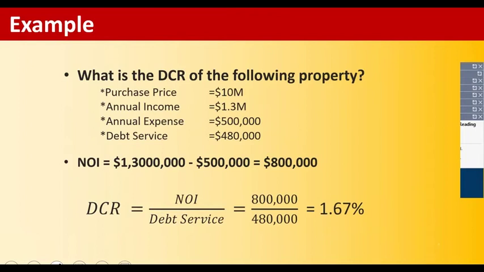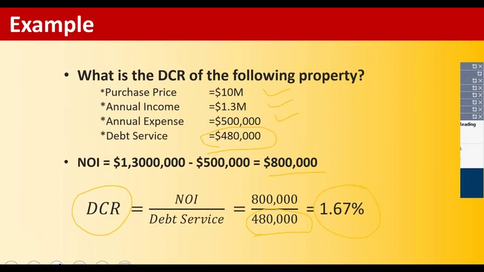So DCR of the following property, once again, same example: $10 million purchase, $1.3 million income. The expense is $500,000. Now we're calculating the debt service. See, it's in there. So your NOI is $800,000. Your debt service is $480,000, right? So your DCR is a very healthy number of 1.67.